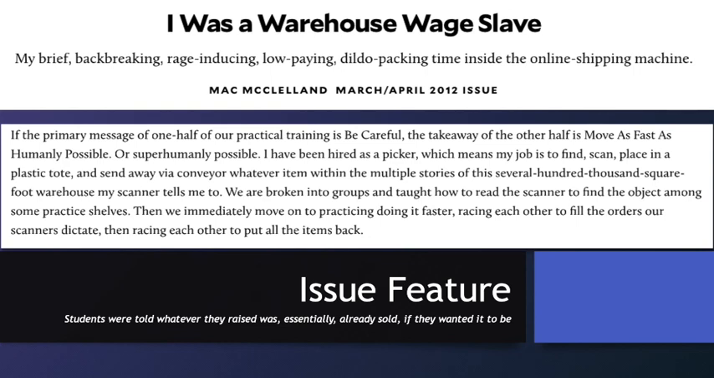If the primary message of one half of our practical training is be careful, the takeaway half is move as fast as humanly possible, or superhumanly possible. I've been hired as a picker, which means my job is to find, scan, place in a plastic tote, and send away via conveyor whatever item within the multiple stories of the several 100,000 square foot warehouse my scanner tells me to. We are broken into groups and taught how to read the scanner to find the object among some practice shelves. Then we immediately move on to practicing doing it faster, racing each other to fill orders our scanners dictate, then racing each other to put all the items back.